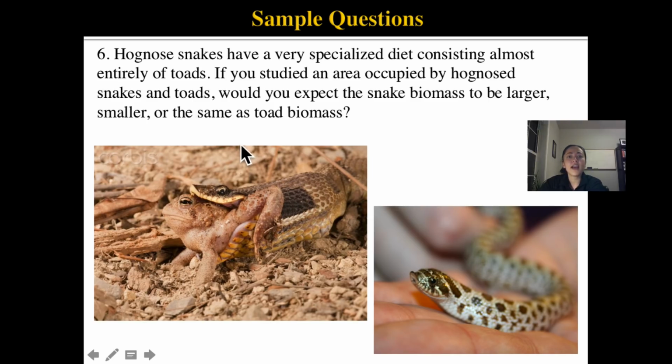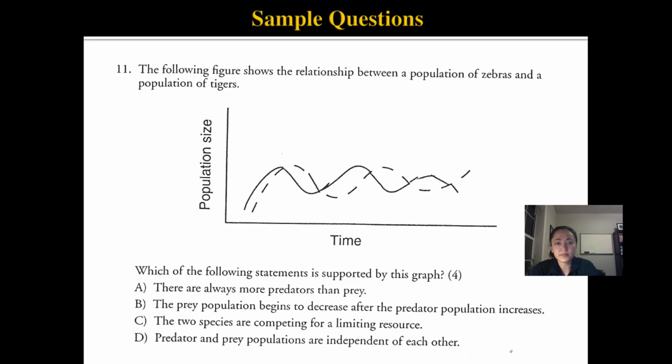Hognose snakes have a very special diet consisting almost entirely of toads. If you studied an area occupied by hognose snakes and toads, would you expect the snake biomass to be larger, smaller, or the same as a toad biomass? Well, the snake biomass would be smaller because they are a higher trophic level.